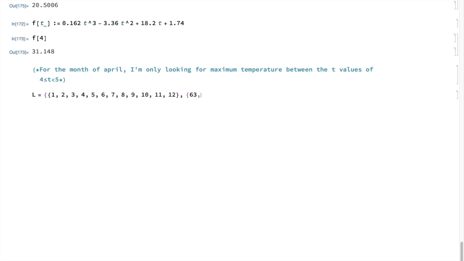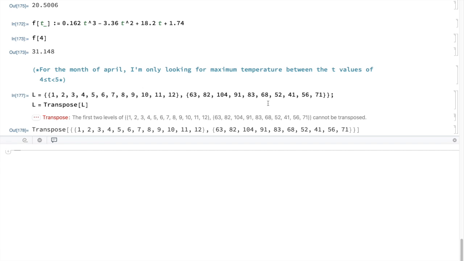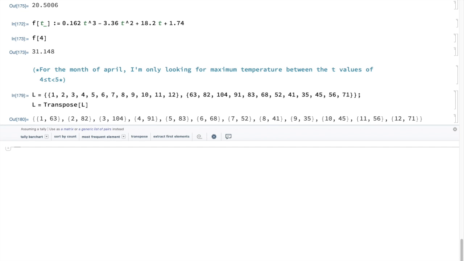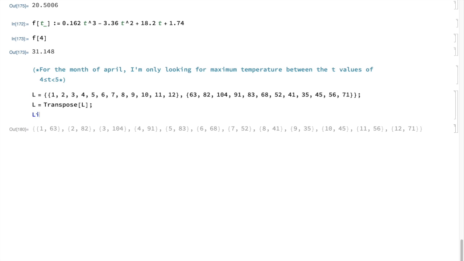So we got 63, 82, 104, 91, 83, 68, 52, 41, 56, and 71. Whoa, where'd that k come from? That's supposed to be a comma. And L will equal transpose L. Let's make sure I didn't miss any. Oh, what do you know? I missed one. 63, 82, 104, 91, 83, 68, 52, 41. There's supposed to be a 35 right here, and a 45. Oh, I'm too tired, y'all. All right, that looks good. Got all my x and y values together. Let's list plot that.